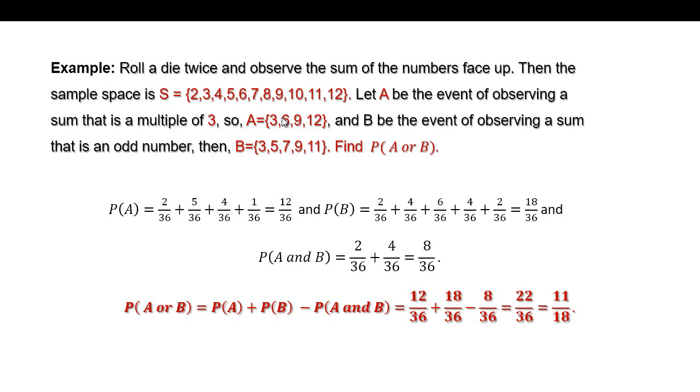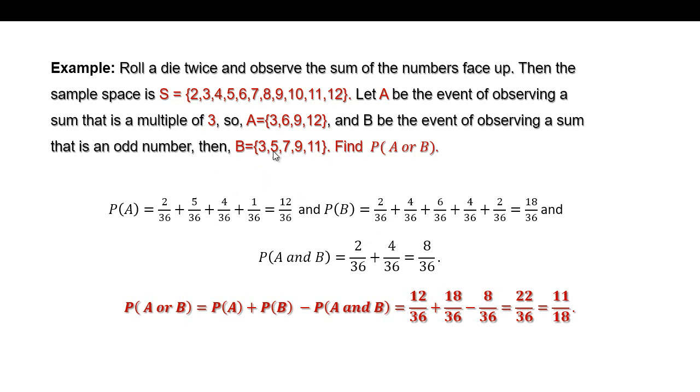For example, how many ways can I get a 9? I can get a 5 and a 4, or a 4 and a 5, or a 6 and a 3, or a 3 and a 6. So there is a total of 4 ways I can get a 9. That's why the probability of 9 is 4 over 36.